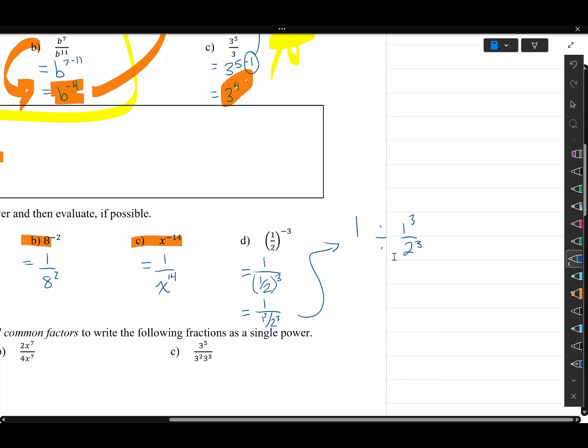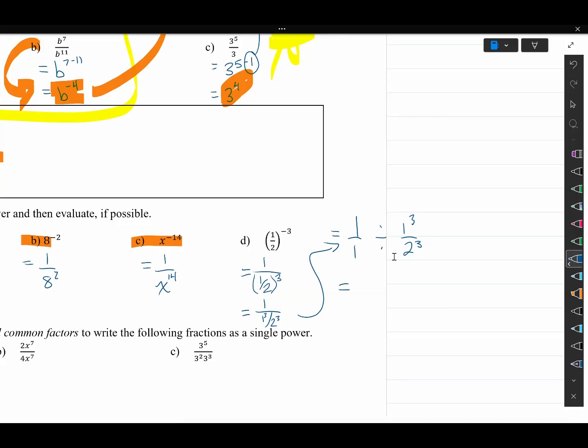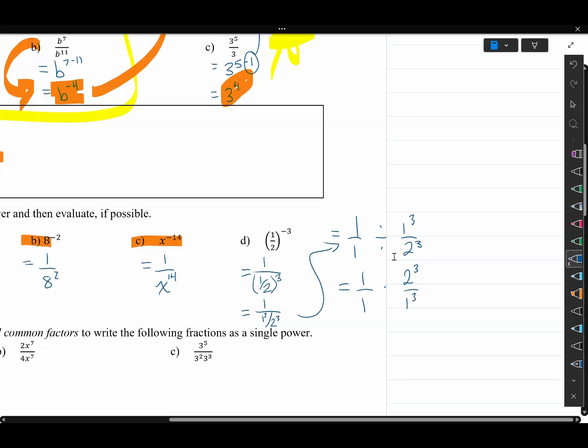How can I write 1 as a fraction? Oh, I just put it over 1, right? And then if I am dividing fractions, that's like multiplying by a reciprocal fraction or by a flipped over fraction. So that's like 1 over 1 times 2 to the exponent 3 over 1 to the exponent 3.